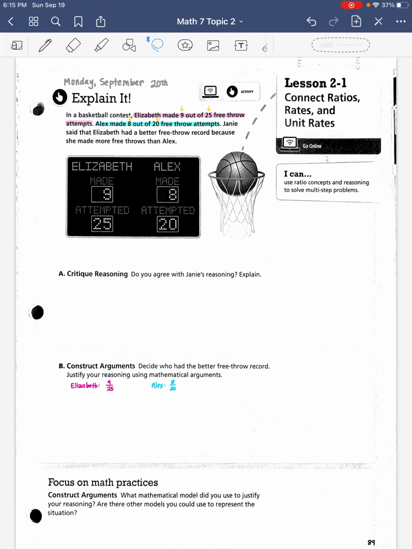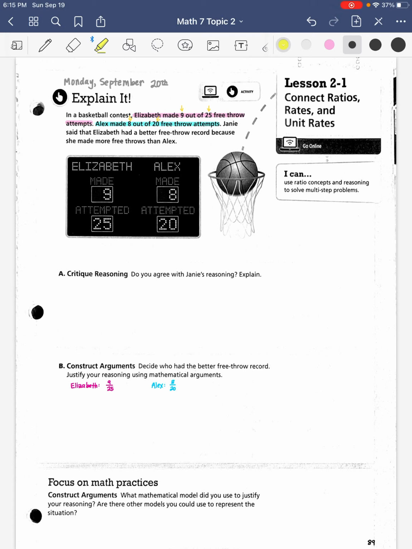In a basketball contest, Elizabeth made 9 out of 25 free throw attempts. Alex made 8 out of 20 free throw attempts. Janie said that Elizabeth had a better free throw record because she made more free throws than Alex. So in part A, do you agree with Janie's reasoning? Explain.